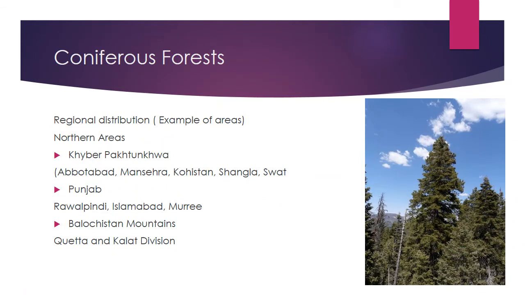Coniferous forests are also forests of mountainous areas, but they are located at less height as compared to alpine forests. First, we'll discuss the regional distribution, or examples of areas, of these mountainous forests. In northern areas, they are found specifically in Khyber Pakhtunkhwa. We can see them in Abbottabad, Mansehra, Kohistan, Shangla and Swat. Then in Punjab, in Rawalpindi, Islamabad and Murree, and in Quetta and Kalat division of the Balochistan Plateau.